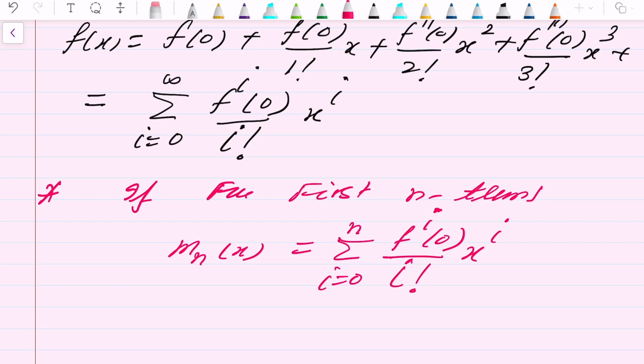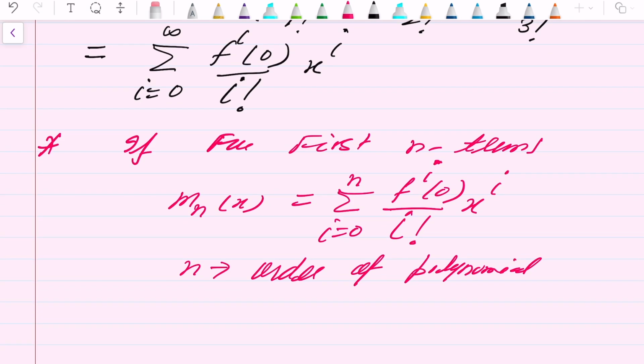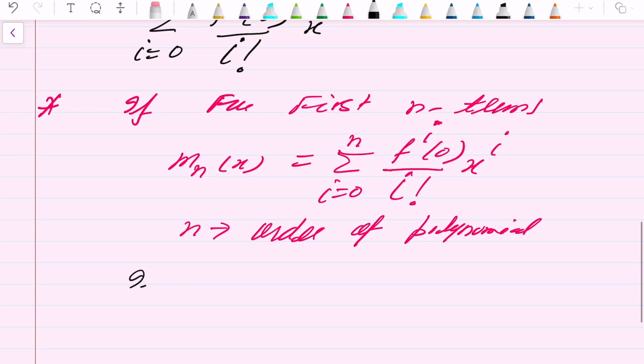Now, what is n? n is the order of the polynomial, or we can say the number of terms. When we expand further, we'll understand.